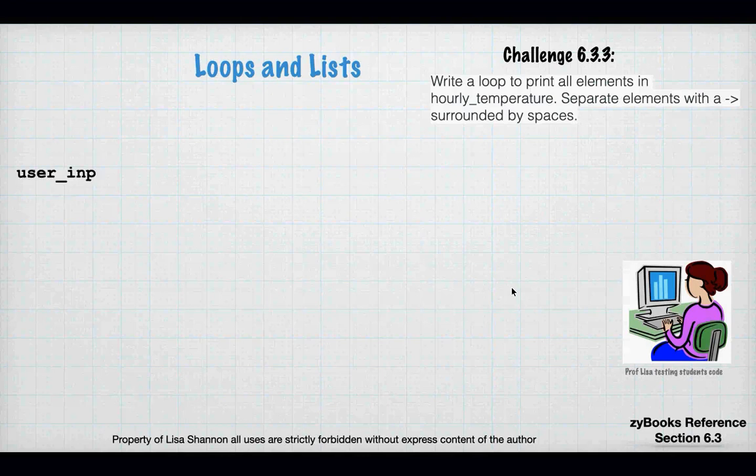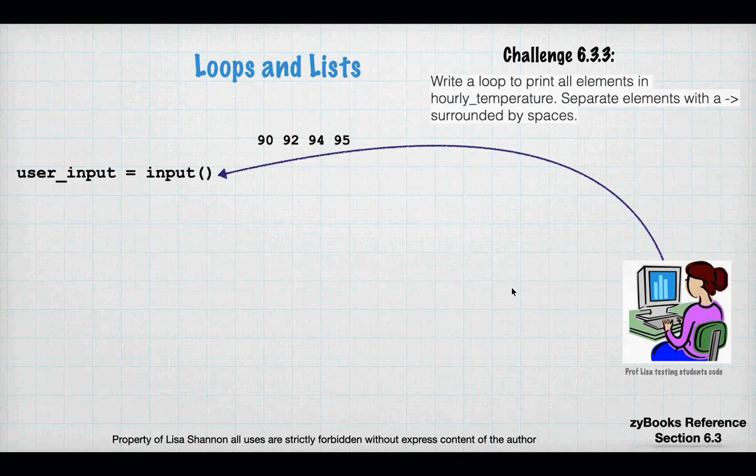Okay, loops and lists. Loops and lists were made for each other. So right now, we're going to write a loop. This is 6.3.3. We're going to print all elements in hourly temperature, and they're going to separate the elements with a little arrow-looking thing surrounded by spaces. So I'm going to input the list. And in this case, I'm going to use index in range.